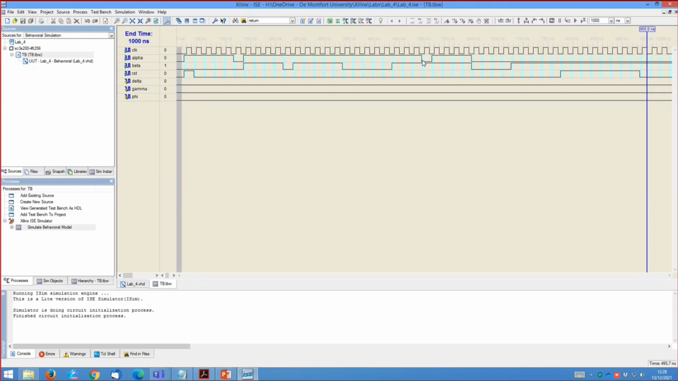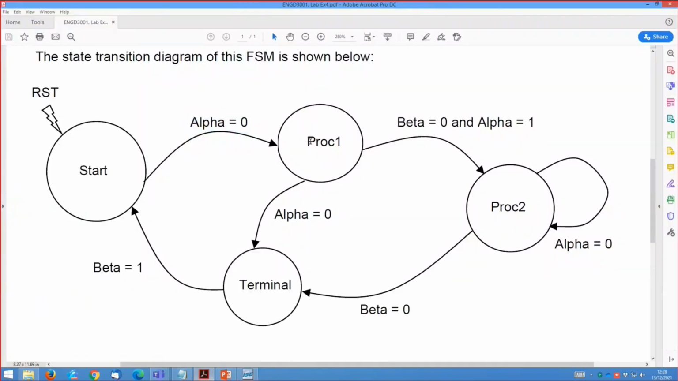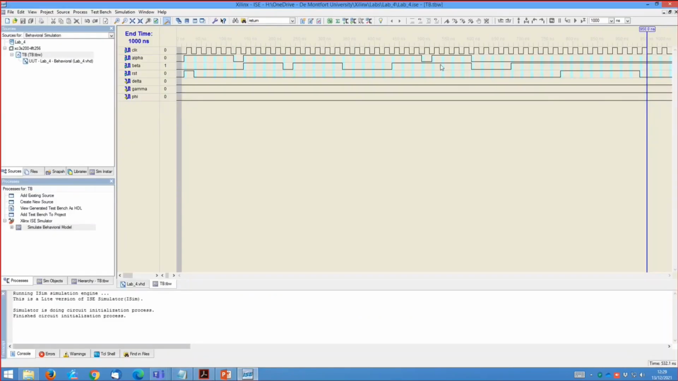Alpha goes back to 0 and then immediately back to 1 because I want to stay in the next state for a while. So as soon as that alpha goes to 0, then I'll be moving to our proc 1 state. And then because alpha becomes 1 again and beta is not 0, I'll basically be stuck again for a while in proc 1. So that's what's happening here. Because my beta is 1 and alpha is 1, during that period of time, I expect to stay in proc 1. Then I change alpha to 0 and beta to 0.